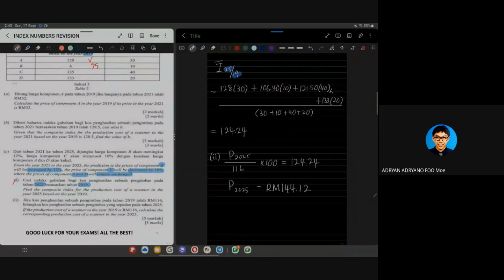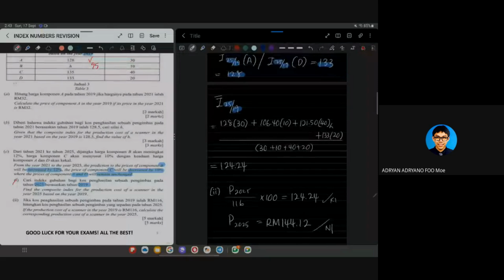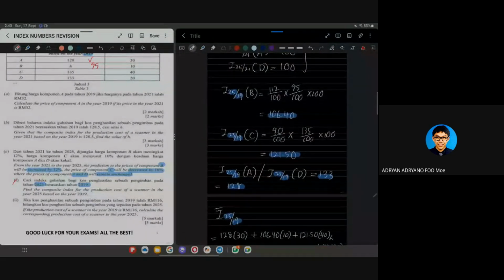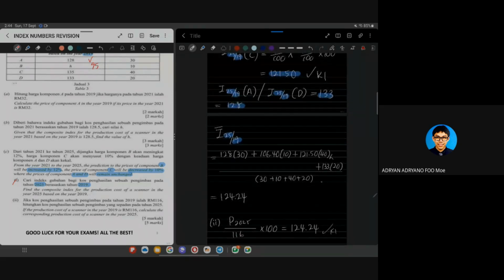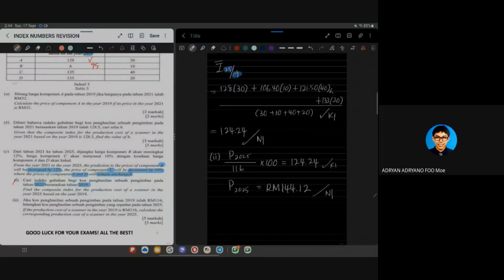RM 144.12. Okay, so how do you get marks? K1, N1. Okay, how was it just now? Just now you found all these indexes, right? Either one of these, you get K1. Substitute in your formula, K1. Final answer, N1. 1, 2, 3, 4, 5. 5 marks in your hand.